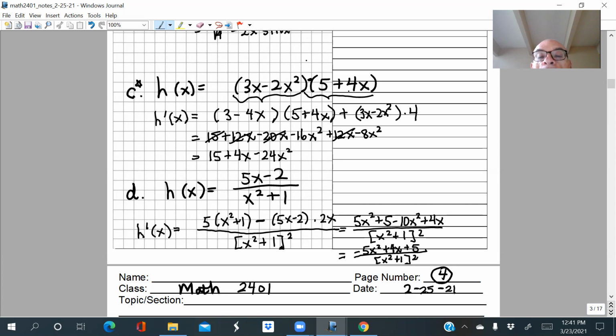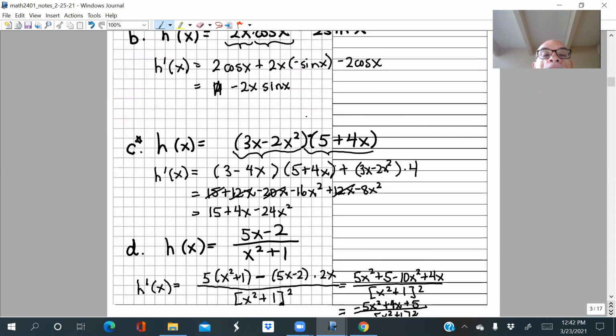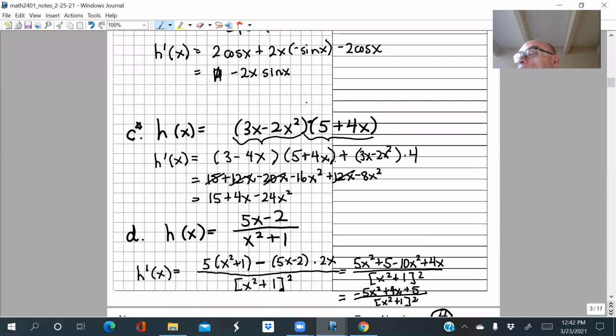Did y'all get that right? At least the first step? Did y'all at least get started on that correctly with the product rule? It looks like Malcolm did it beautifully there. Okay.